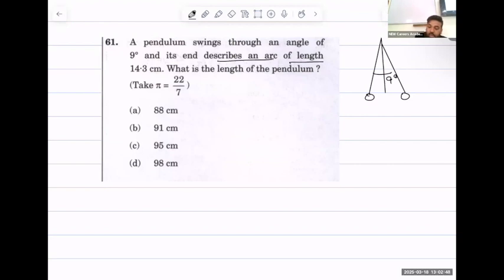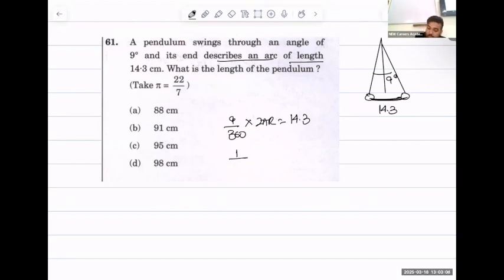And its end describes an arc of length. This length is how much? 14.3. So that makes it 9 by 360, theta upon 360 into 2 pi r is equal to 14.3. Yes or no? That is what we have. What do we need to find here? The radius. Yes or no?